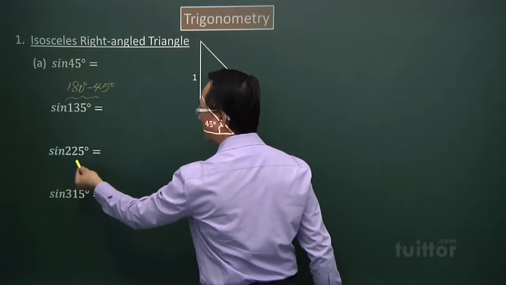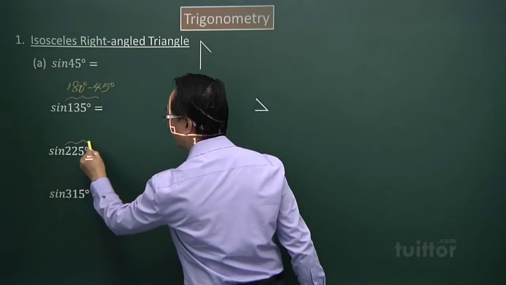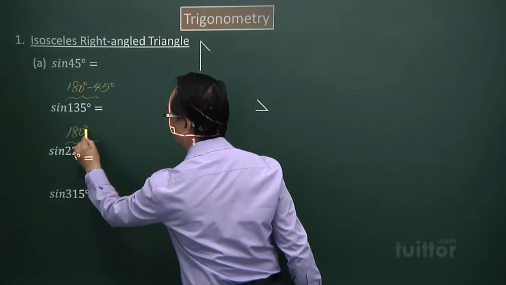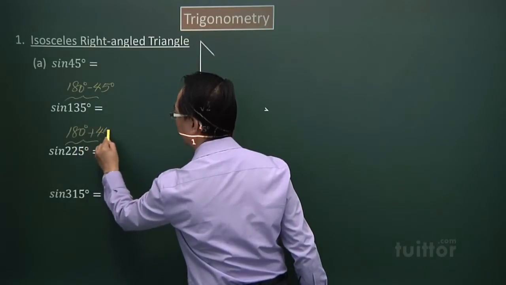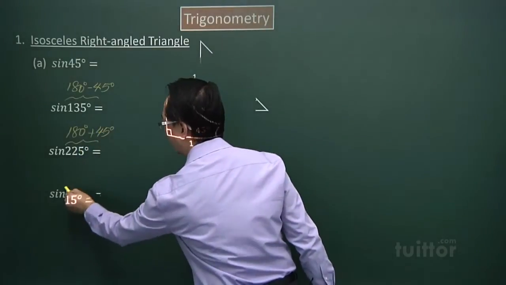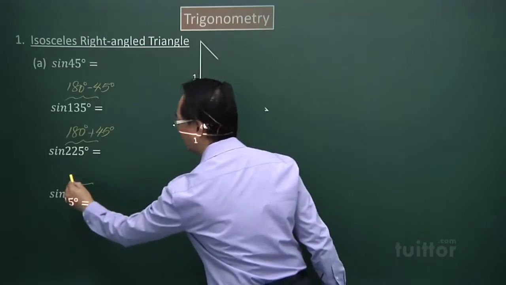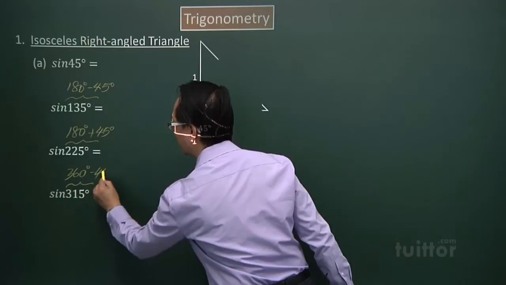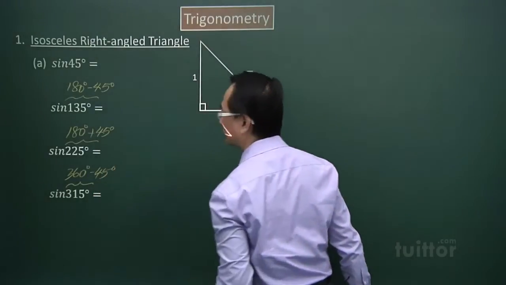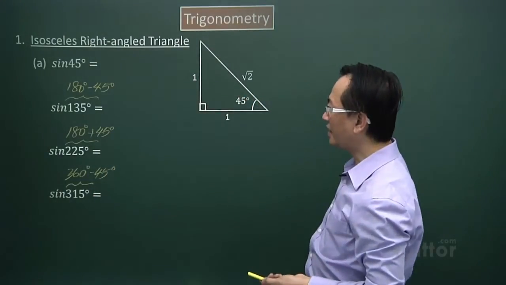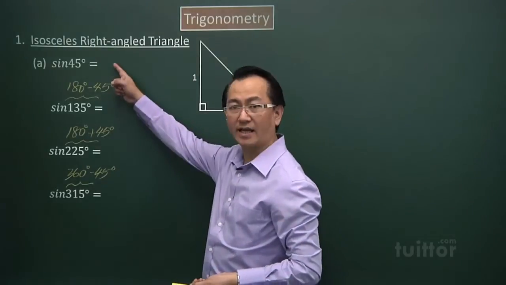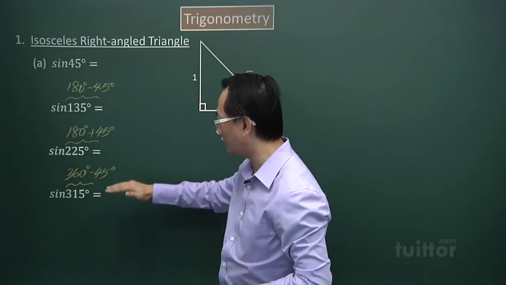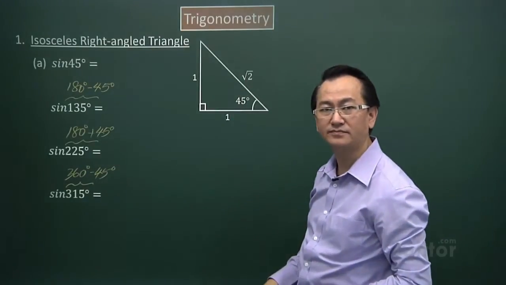Here, 225, it is actually 180 plus the basic angle. And 315, well, that is 360 minus the basic angle. You can see from the basic angle, I can generate the second quadrant angle, the third quadrant angle, and the fourth quadrant angle.